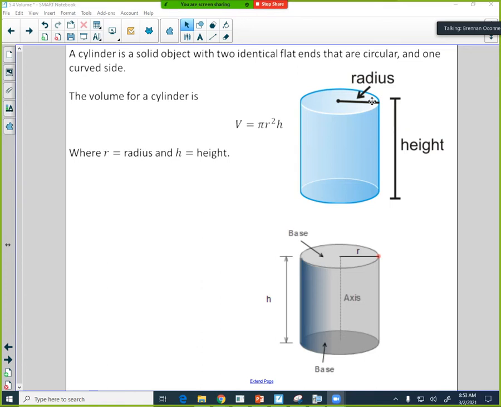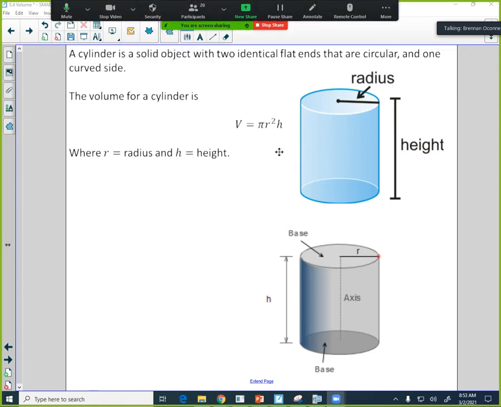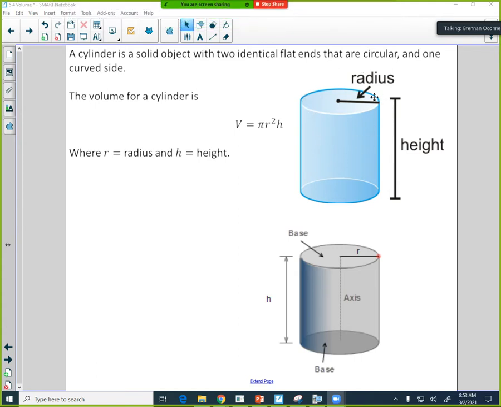Cylinder, which, if you don't know, a cylinder is a solid object with two identical flat ends that are circular and one curved side. So, right, like this curved side all the way around.